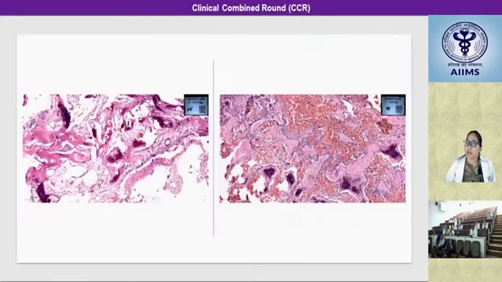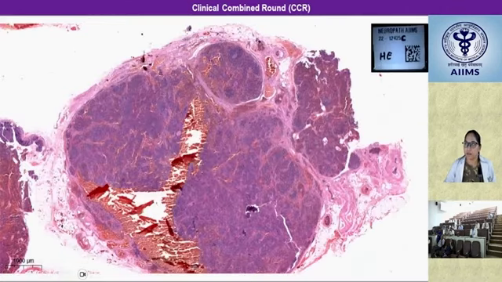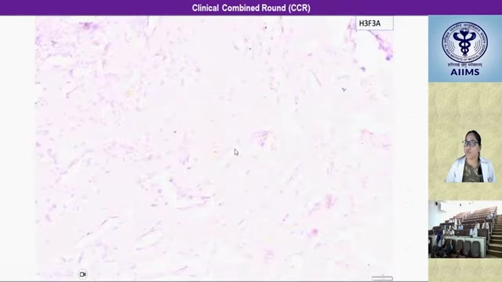We received another specimen of the same, and it was a large specimen. Here we can appreciate the woven bony trabeculae. These trabeculae were lined by plump osteoblast-like cells, and there were large areas of hemorrhage, multiple osteoclast-like giant cells, and monomorphic spindle-shaped cells. The lymph node was also sent, which shows reactive lymphoid hyperplasia, and it was free of tumor.